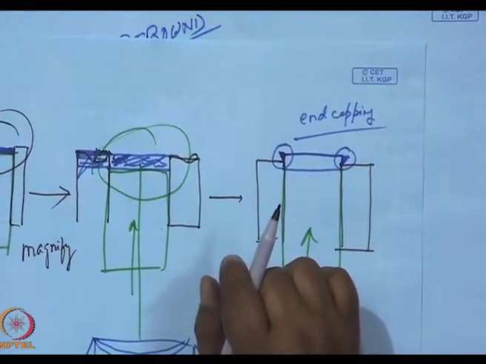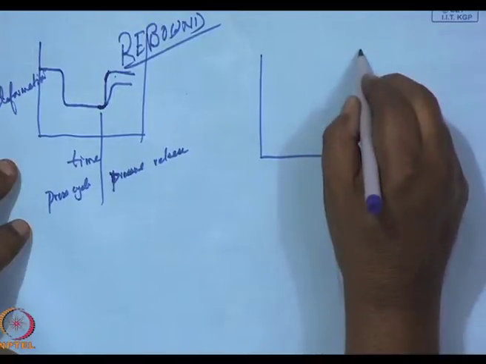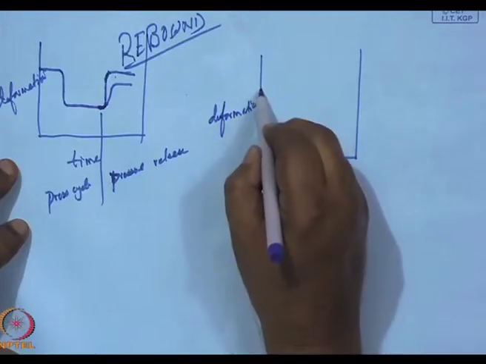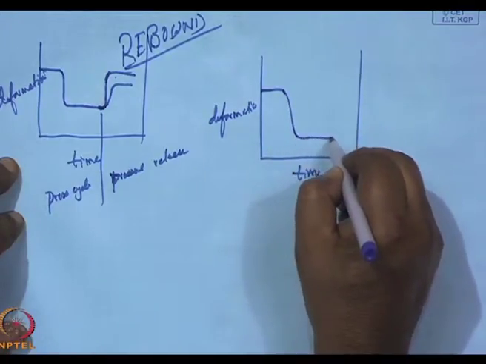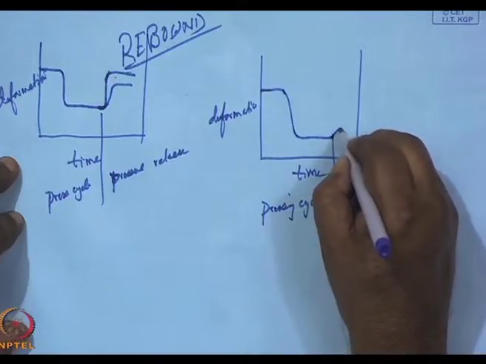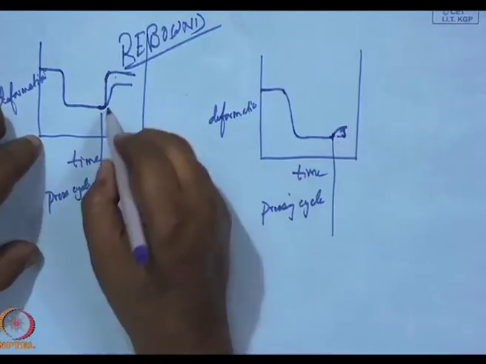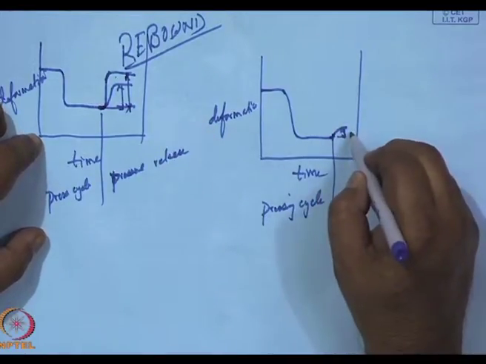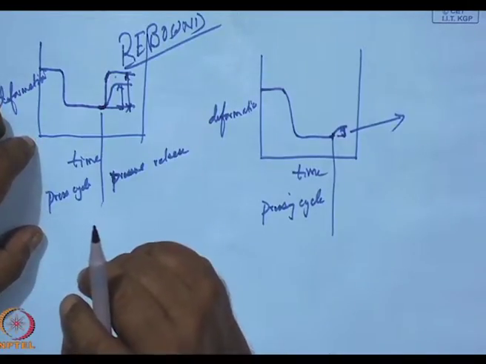Now, in pressing the pellets, we certainly don't want this. What is it that we want? We want something like this. Deformation against time. This is the pressing cycle. We want only a small rebound. The rebound here is much lesser than the rebound here. What we desire really is this type of happening, where the rebound is much smaller than what it is over here.